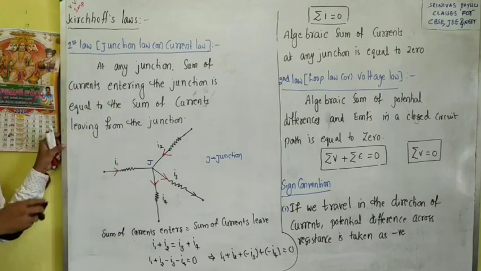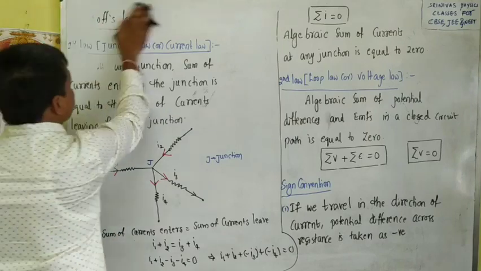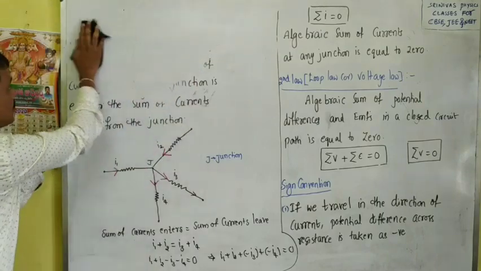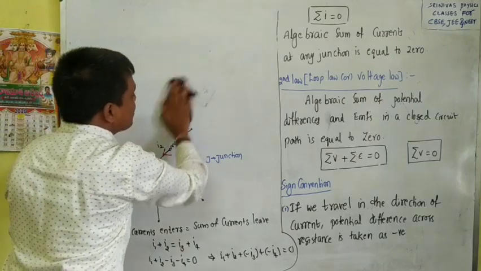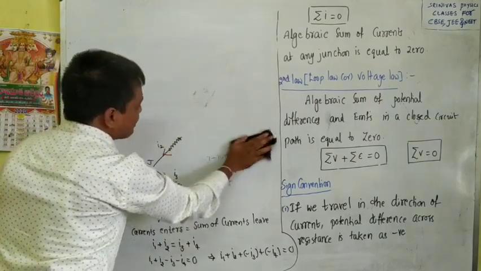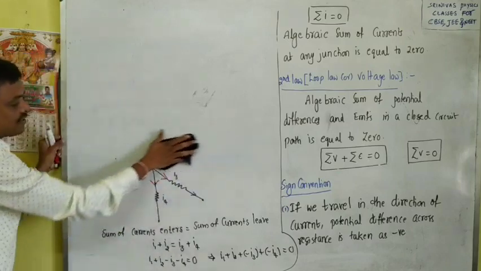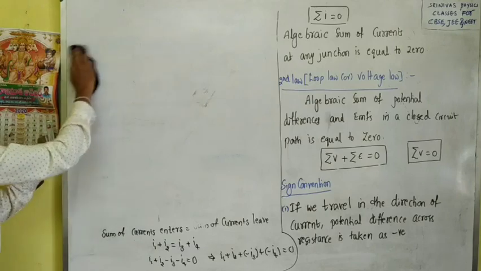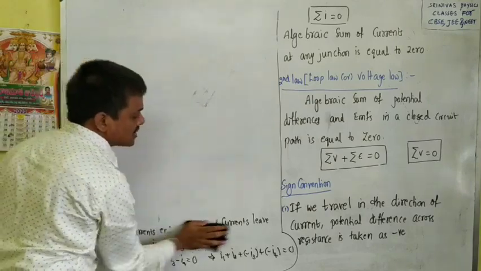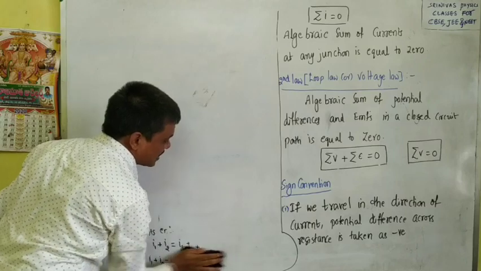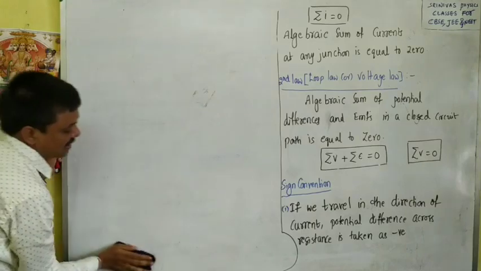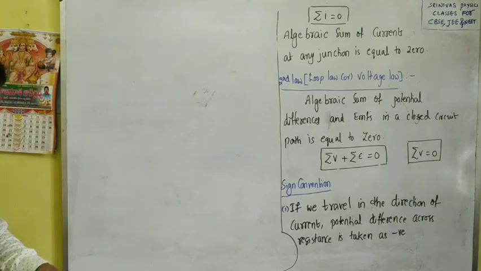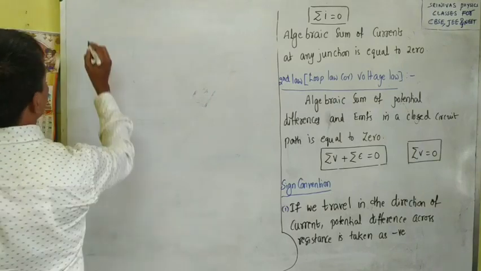Now take the screenshot and note the points. The first one is what? If we travel in the direction of the current, the potential difference, you may travel in the direction of the current, you may travel opposite direction of current. That is your wish in the closed path. You may select path 1, path 2. Previously in the example I said, either you may select the path in the direction of the current, or the path opposite the direction of the current. Let us see in the first example.